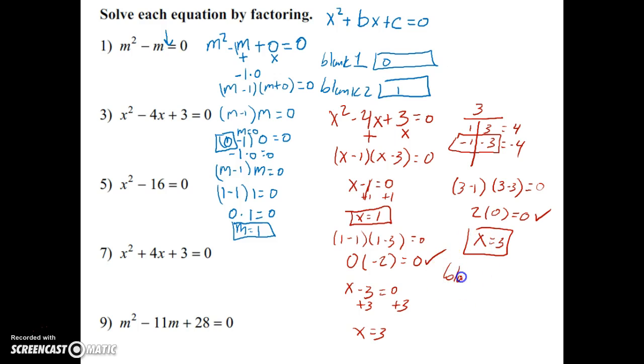In Schoology, in blank 1, I'll put the smaller number because it's numerical order, so there's 1. And then in blank 2, I will put in 3. So again, this is blank 1, 1, blank 2, 3, and I am done. There's a couple examples to get you started.